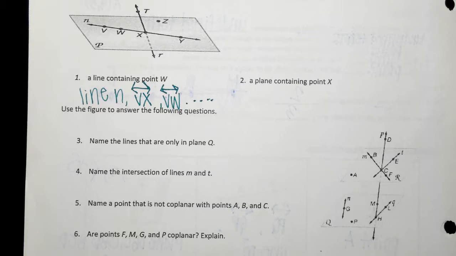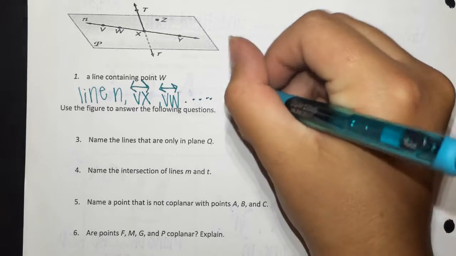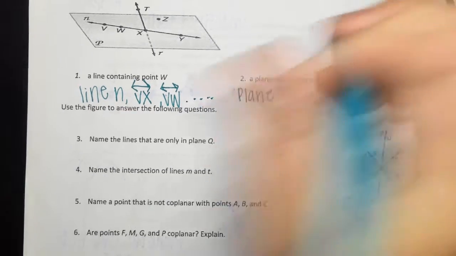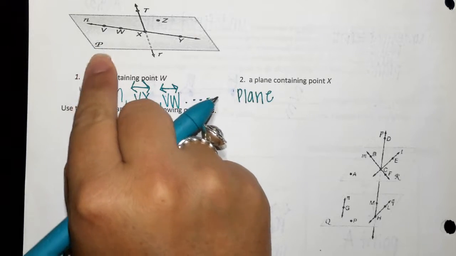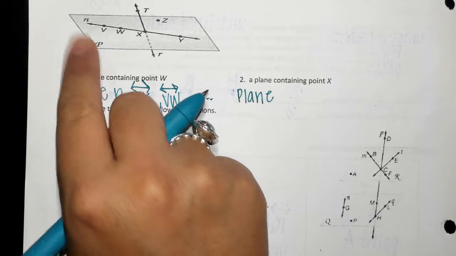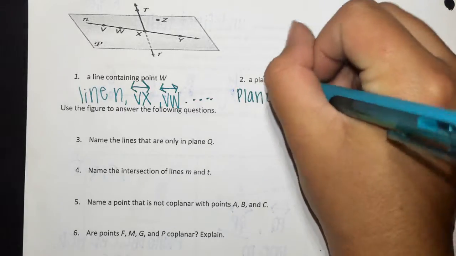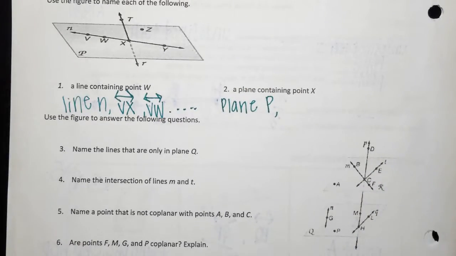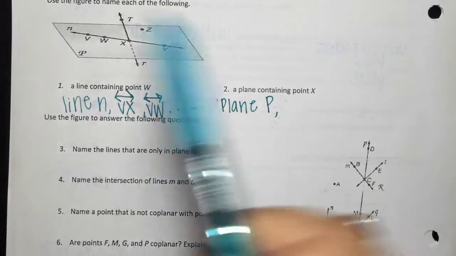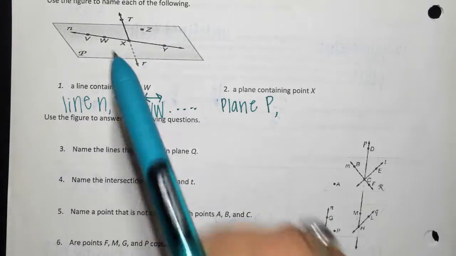Aaron, how'd you name it? Plane P. Do you see this P in the corner? There's not a dot beside it, so it's not a point. So that's the name of our plane. So you could name it plane P, or you could use any 3 of these points that are on this plane.